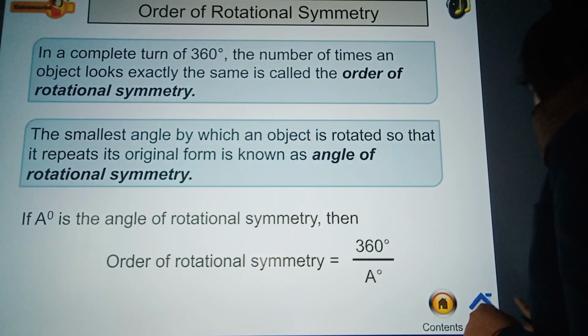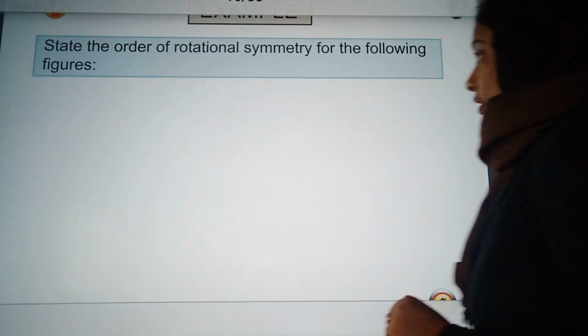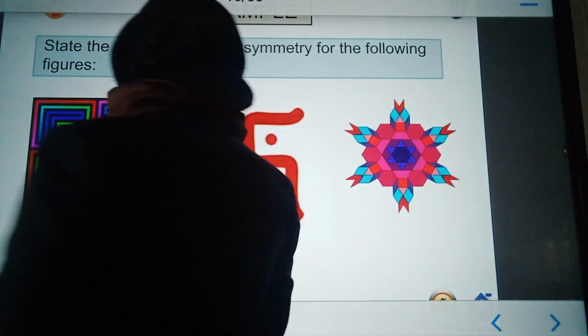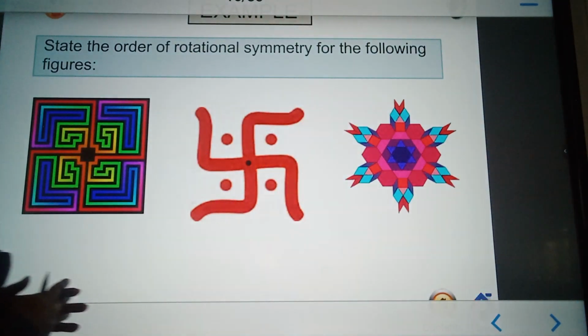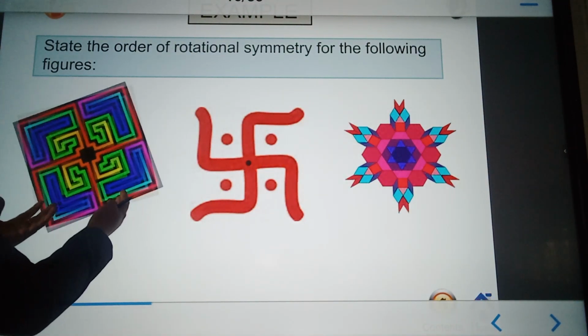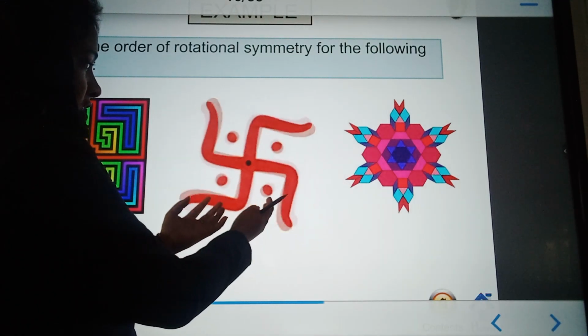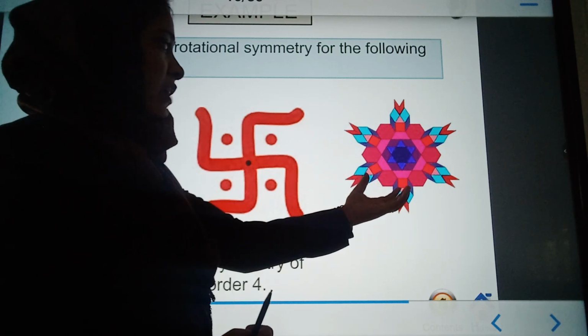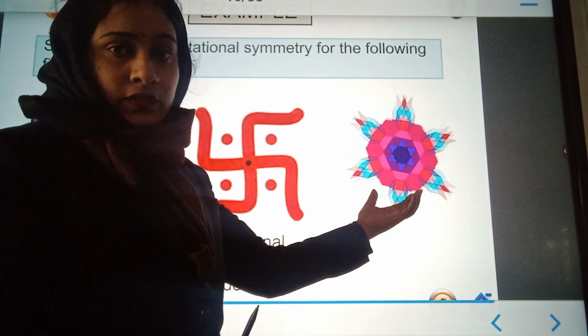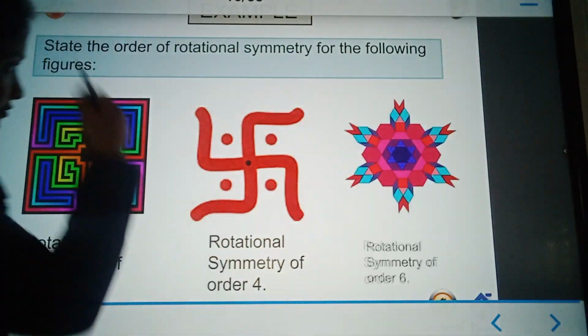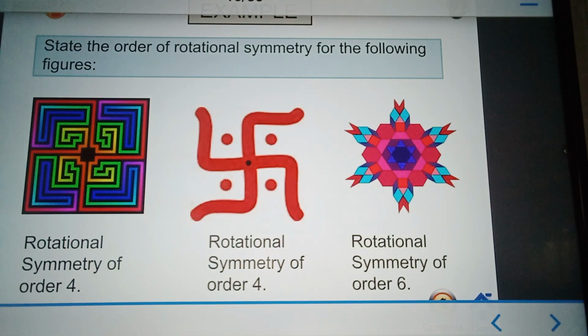Alright. Now further let us go with a few more figures. State the order of rotational symmetry for the following figures. This is the case of a square. Here we have a swastika and here we have a regular hexagon. Now we have to find the order of rotation for these.